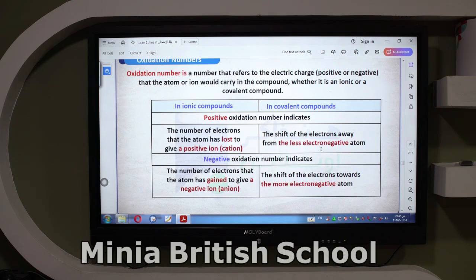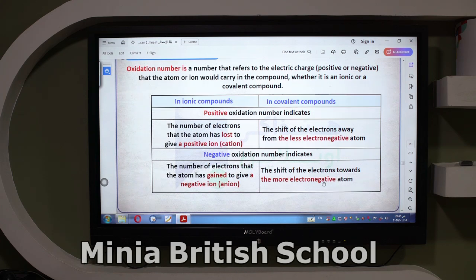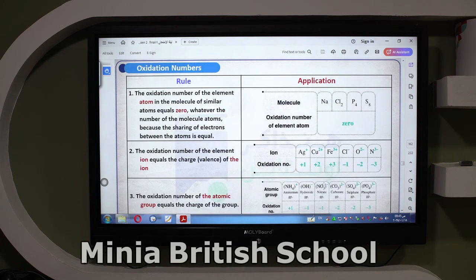About oxidation number, in ionic compounds it's the number of electrons that are lost and give a positive ion, and the number of electrons that are gained and give a negative ion. But in covalent compounds we share electrons, so we haven't positive or negative ions. So it shifts the electrons away from the less electronegative atom and toward the more electronegative atom. But we have rules for it.